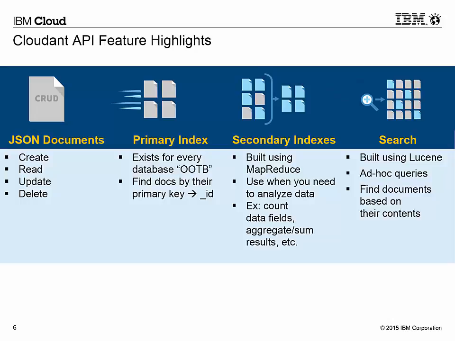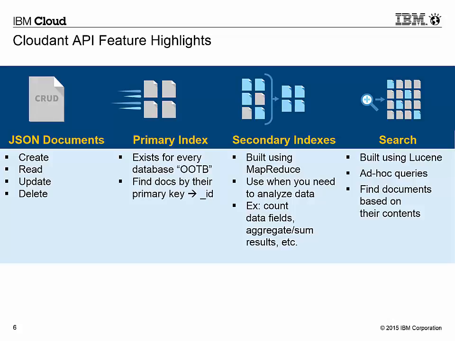So some of the feature highlights of the Cloudant API, we already discussed your CRUD operations, create, retrieve, update, and delete operations on these JSON documents. Then there are primary index operations, and the primary index is available for every database out of the box. Every document has a field called _id, which serves as its primary key or unique identifier. So you can find documents or fetch documents using this primary key or ID.